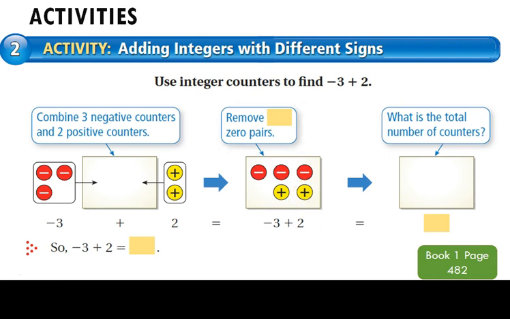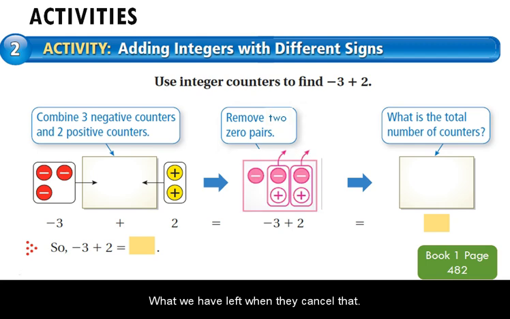When that happens, what do we have left when they cancel out? That's right, we have 1 extra negative counter left. The result will be -1. So, -3 plus +2 equals -1.